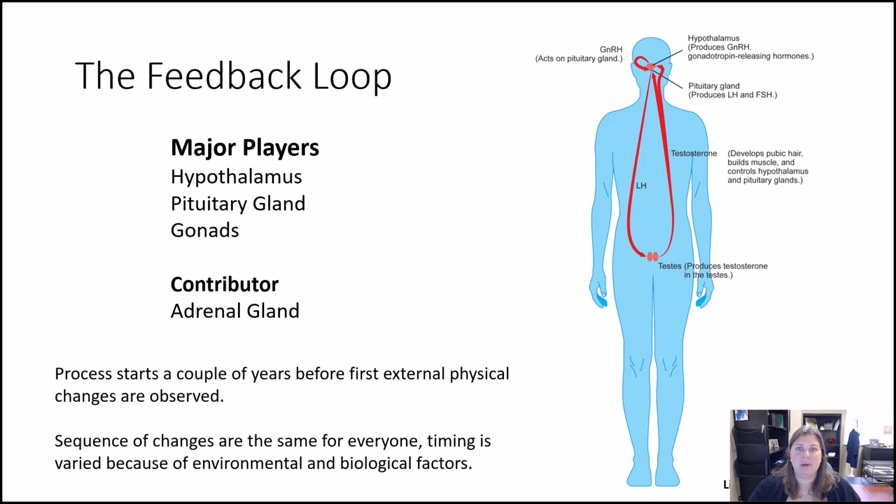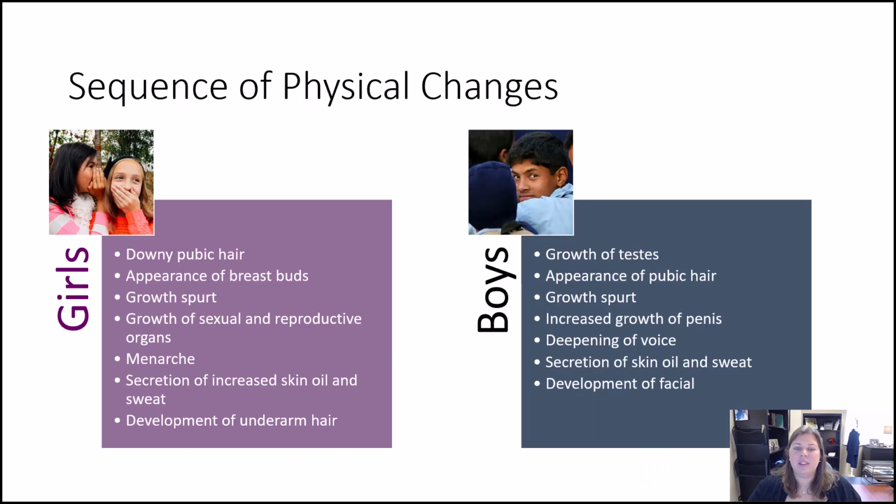This process is typically started about 2 years before the first physical changes will be noticed. As the body works to reach the set point or optimal level, then it will notice the sequence of physical changes starting to occur. These changes are the same for all females and males, but the timing of the sequence is what is varied due to biological and environmental factors. The first 5 events for both males and females happen in order for each of these sexes. But again, timing can vary.